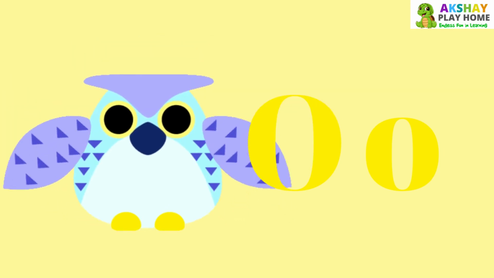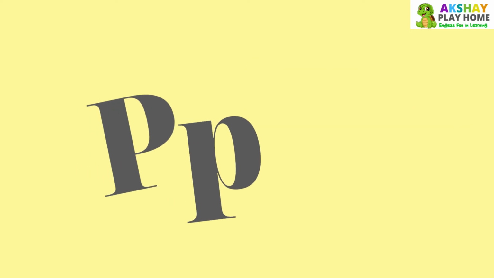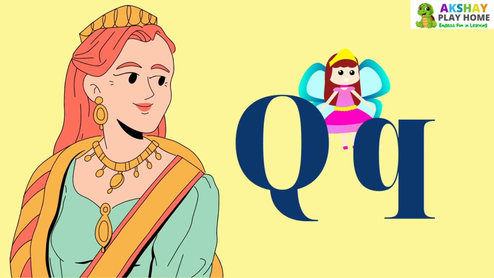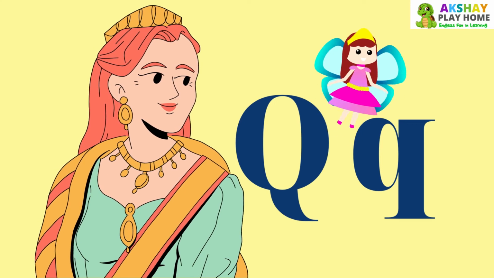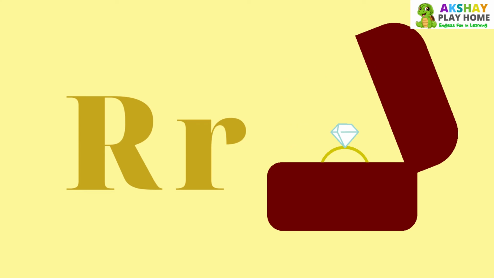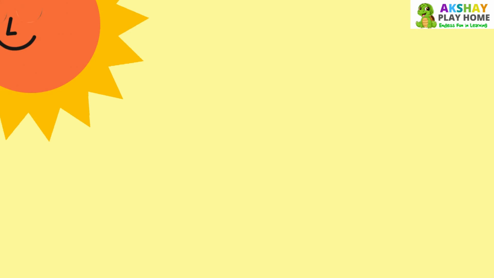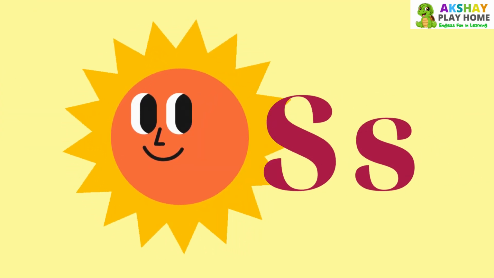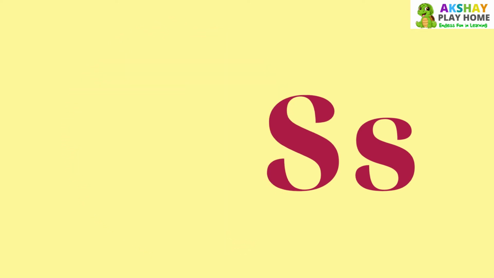O for owl, o. P says p. P for pig, p. Q says qua. Q for queen, qua. R says r. R for ring, r. S says s. S for sun, s.